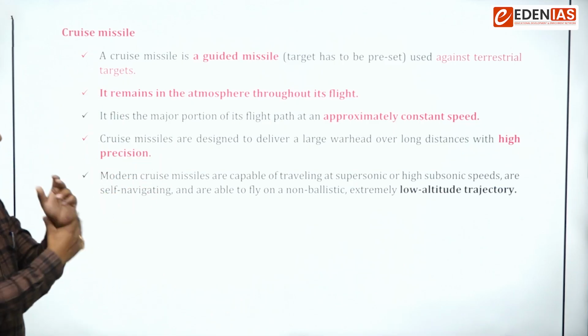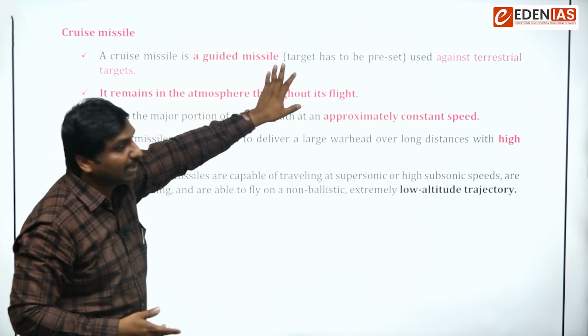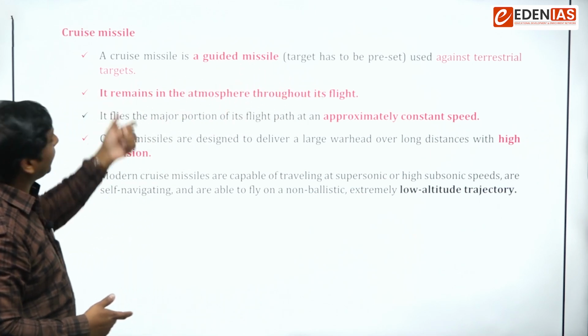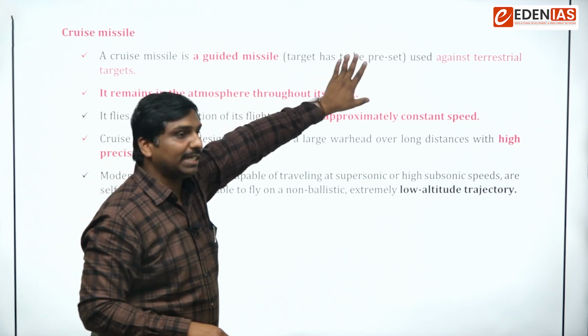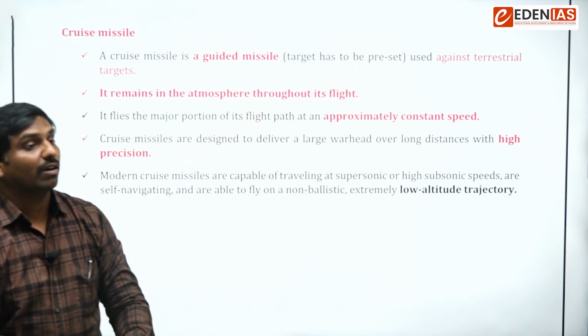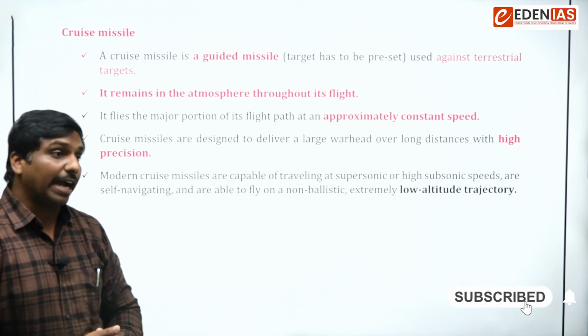Cruise missiles. So just look at the first point. A cruise missile is a guided missile used against a terrestrial target. Okay, and you see, the target has to be preset. So here, when we talk from the perspective of this, a cruise missile is a guided missile.